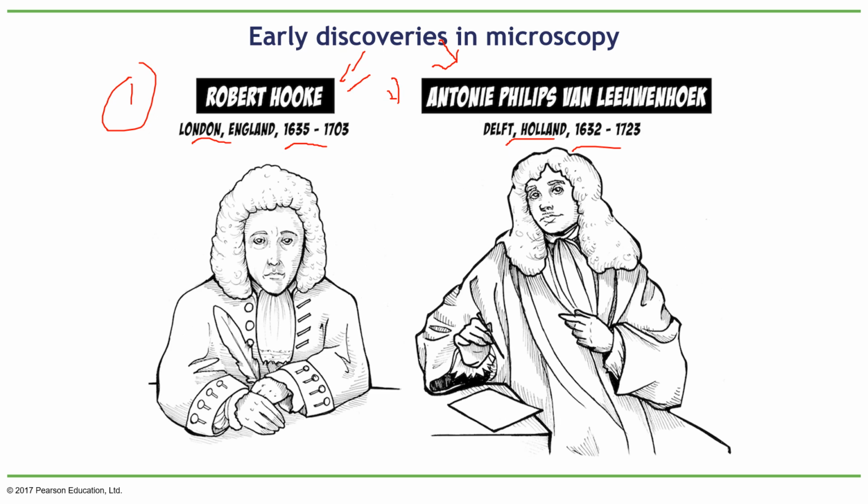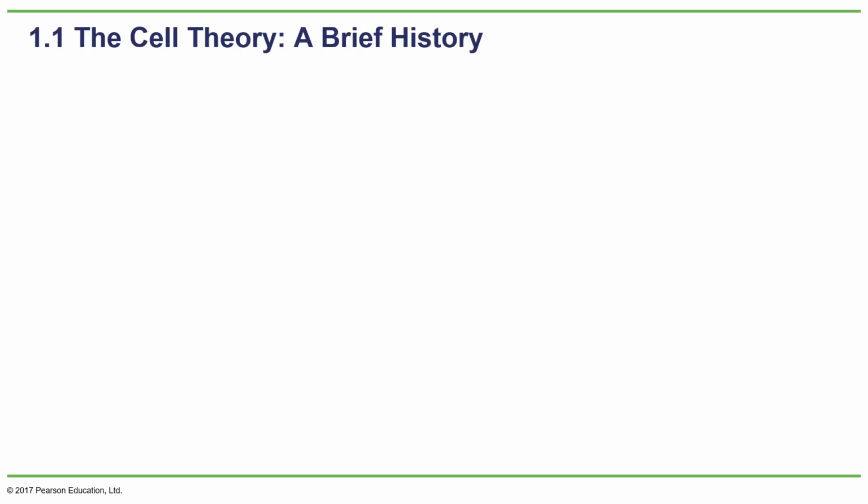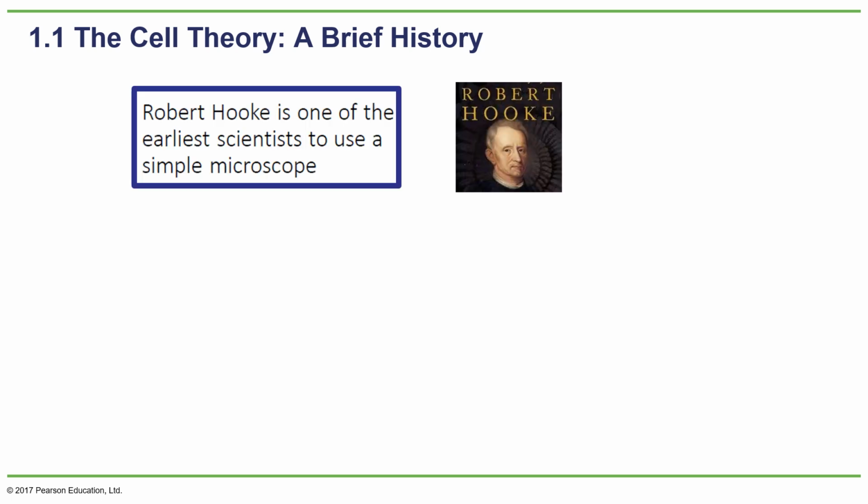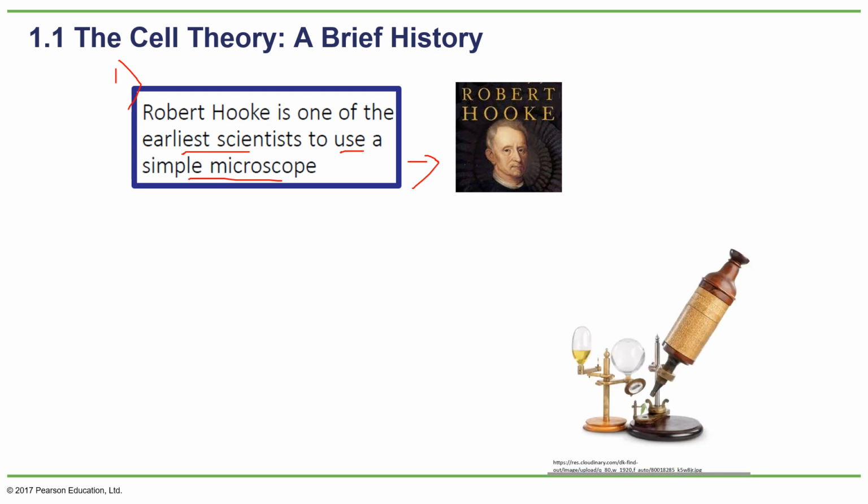So let's talk first about Robert Hooke. The first thing that I want you to remember is that Robert Hooke is one of the earliest scientists to use a simple microscope. Here you can see a picture of Robert Hooke, and here you can see a picture of the first lenses that he created, these magnifying glasses that were used as a microscope.